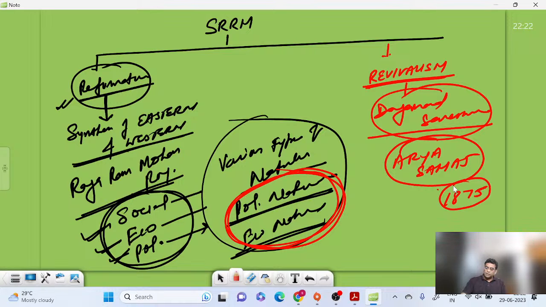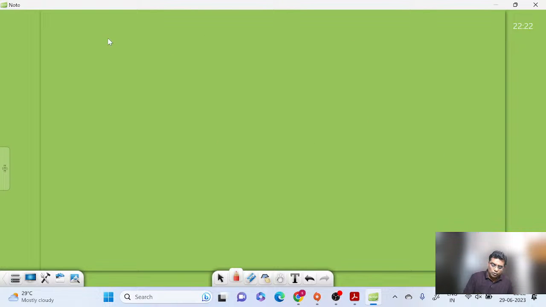Okay, and his Arya Samaj's theory, look at the social thought. He believed in cultural nationalism. So, cultural nationalism of India.